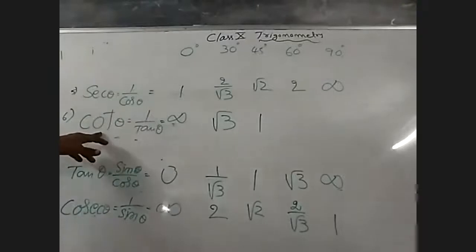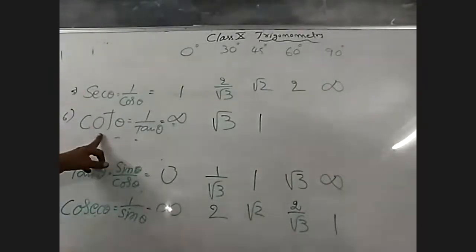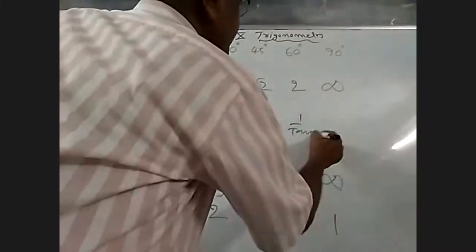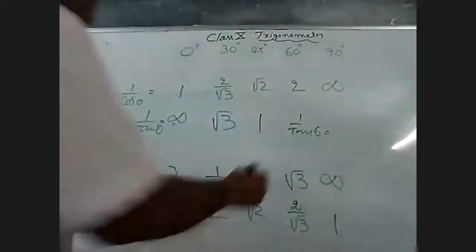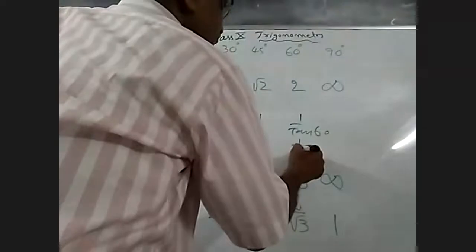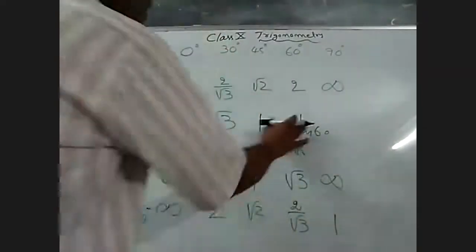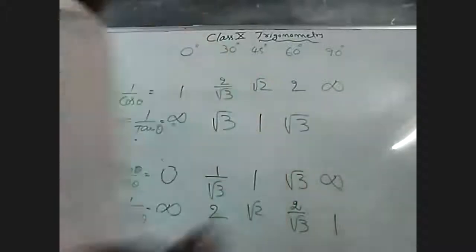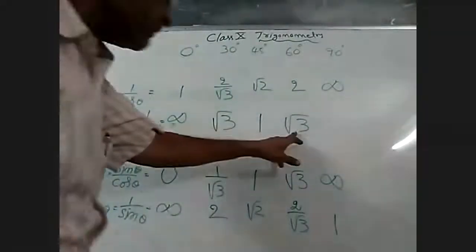Now cot 60. What is the cot 60? 1 by tan 60. Don't write, simply see the code. 1 by tan 60 means 1 by root 3. That's all. So cot 60 is equal to 1 by root 3.